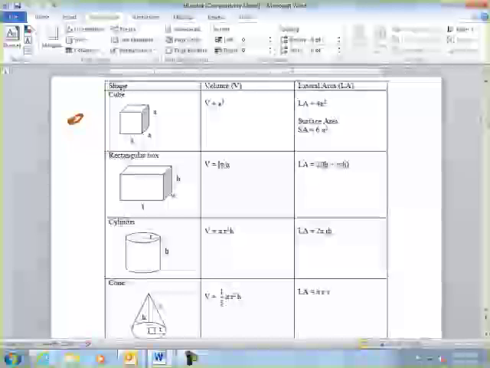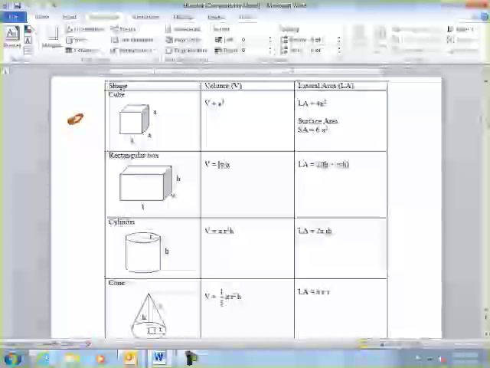Volume is how much space there is to fill the particular object. So if we think of filling it with water or sand or whatever, that's how much space it takes to fill it. Lateral area is the area around the sides of it, not the top and bottom, but just around the sides of the figure. So around the sides of the cube, or in a rectangular box, around like the sides of the Kleenex box, but not the top and the bottom.